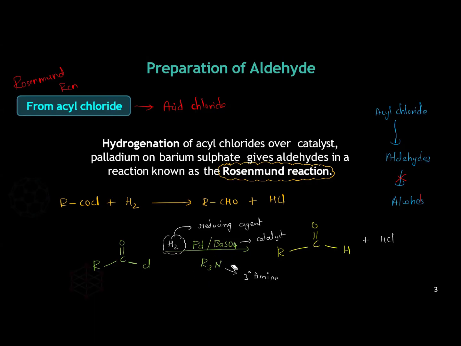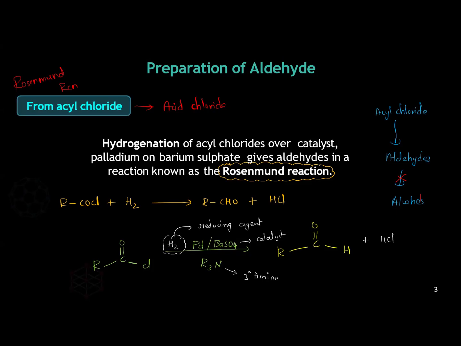This tertiary amine is a poison for this catalyst. That means it will only do the reaction to some extent. It will not proceed with the reaction till the conversion to alcohols. It should stop at the aldehydes. It should not further reduce to alcohols. Understood? Yes, sir.